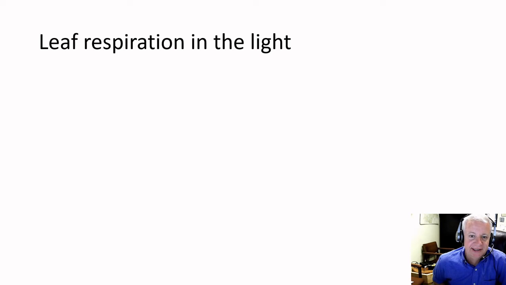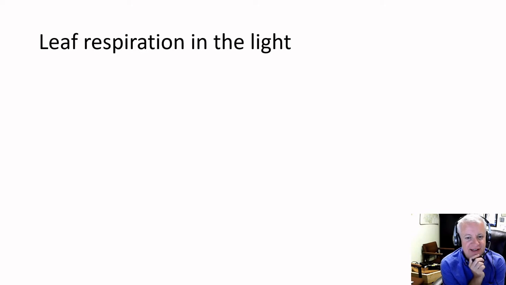A longstanding question in physiological research is: is the rate of respiration in leaves the same in the dark as in the light?